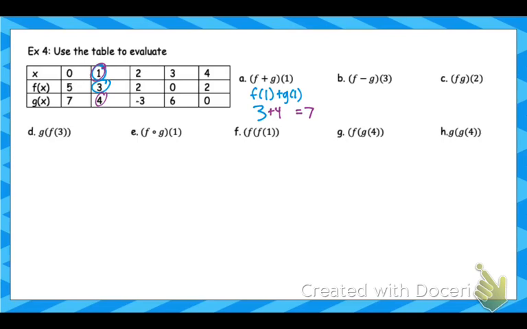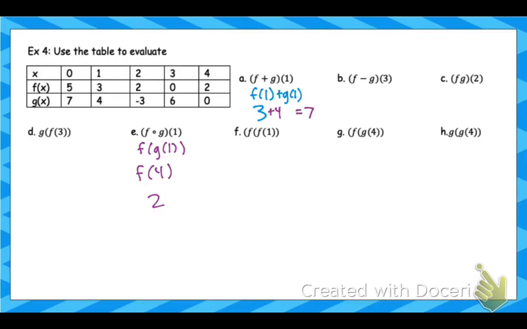All right, let's skip down to E. So remember that open circle means composition. So I can rewrite this as f of g of 1. So starting with the inside, g of 1 is 4. So that replaces it. So now I'm doing f of 4. So f of 4 is 2. All right, so if you feel pretty comfortable, pause the video and try the rest of these.